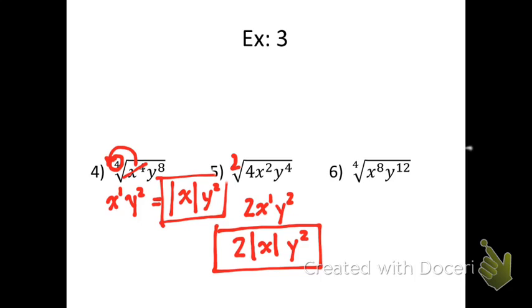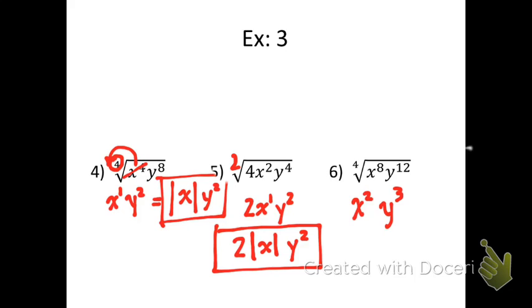Okay, number 5. Here comes a little bit more of a difficult one, not too much more difficult. So x to the 8th divided by 4, we're going to have x squared. Y to the 12th, we divide 12 by 4, and we get 3. So it's y to the 3rd. Okay. Now we simplify. Looks simplified to me.